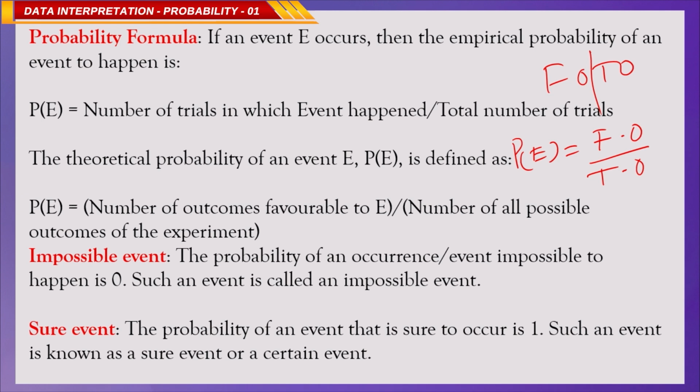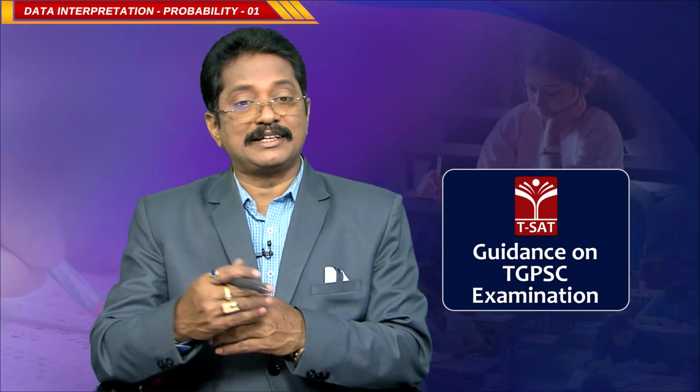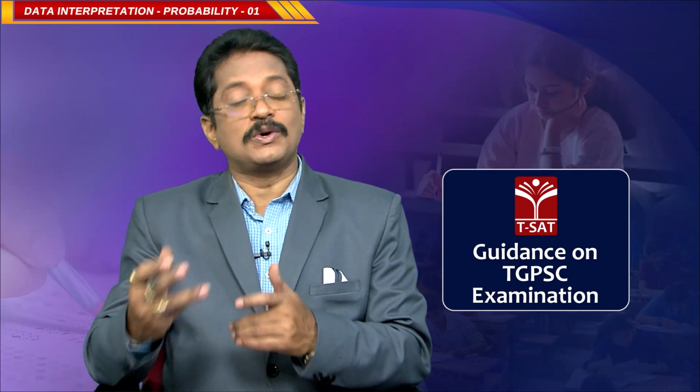Is it clear? An event that is impossible to happen has probability 0, and such an event is called an impossible event. An event sure to occur has probability 1, and such an event is known as a sure event or certain event. So, you have to remember these two words: impossible event and sure event. If the probability of an event is 0, it is an impossible event. If the probability is 1, it is a sure event.